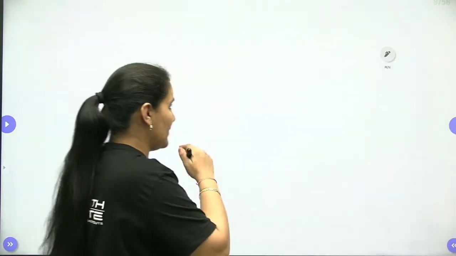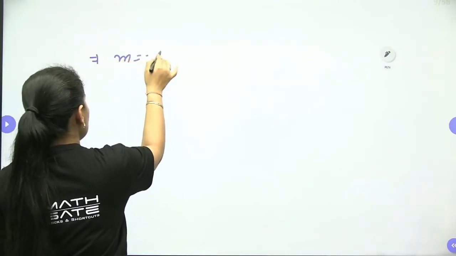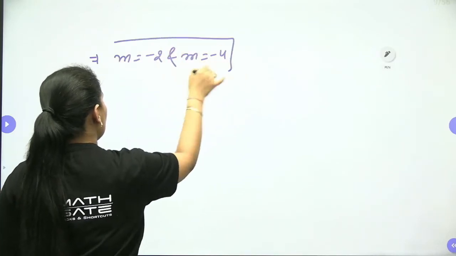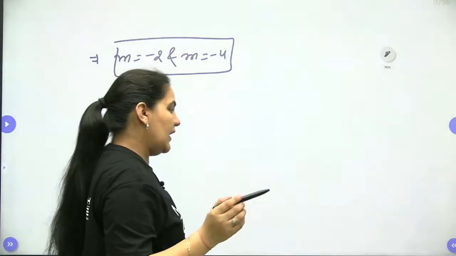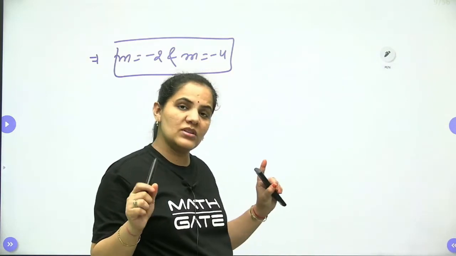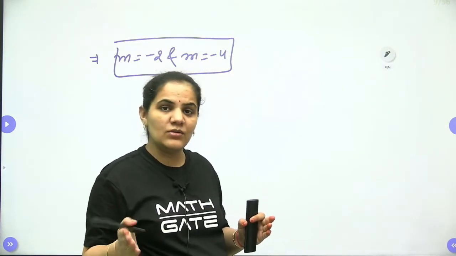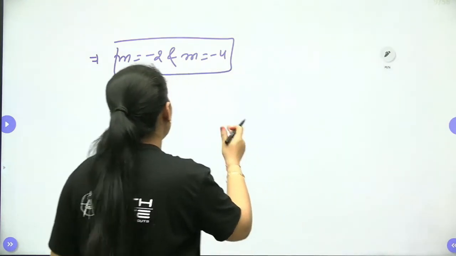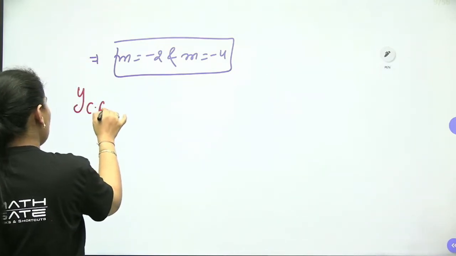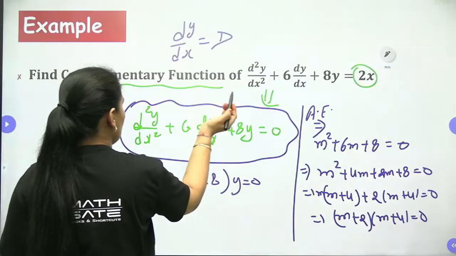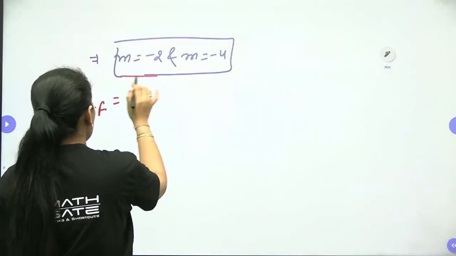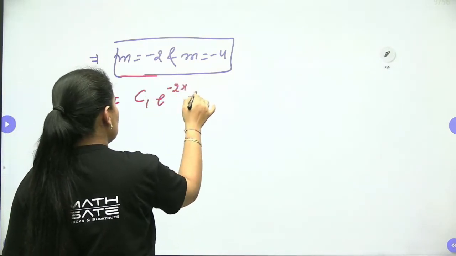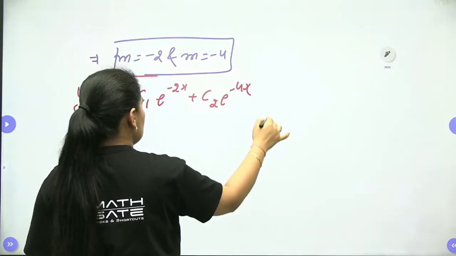So let's find the roots. The roots will be m is equal to minus 2 and m is equal to minus 4, dear students. So we are getting two roots here, and we can see these two roots are real, obviously, and different. So when we have real and different roots, we can approach for the CF. No need of the general solution, we have to find only the complementary function. So YCF will be C1 e to the power minus 2x plus C2 e to the power minus 4x.